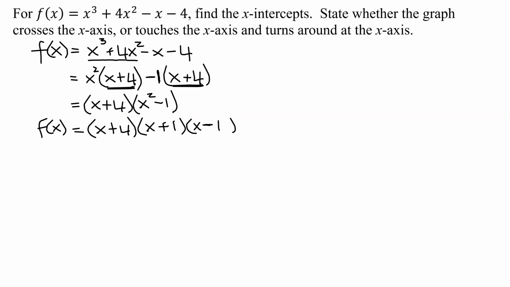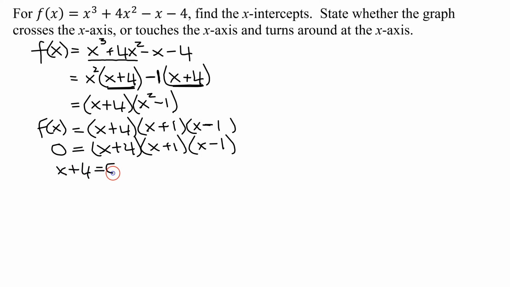Now to find the zeros or x-intercepts, you set f of x equal to 0. So you get 0 equals x plus 4 times x plus 1 times x minus 1. 3 things multiplied together equals 0. Using the zero product property, you set each of them equal to 0. So I have x plus 4 equals 0.